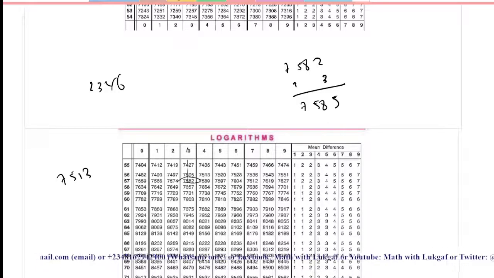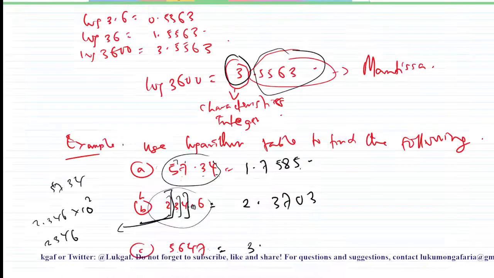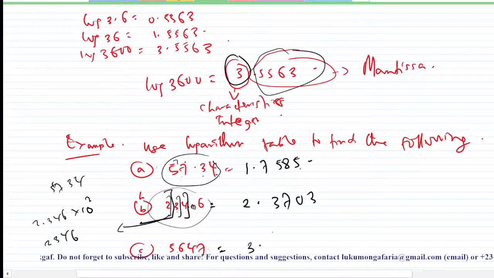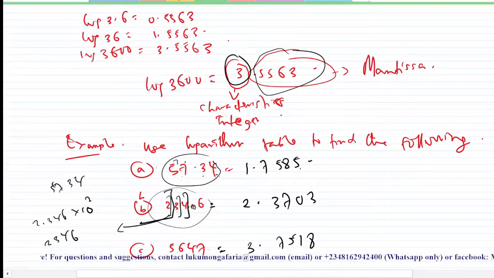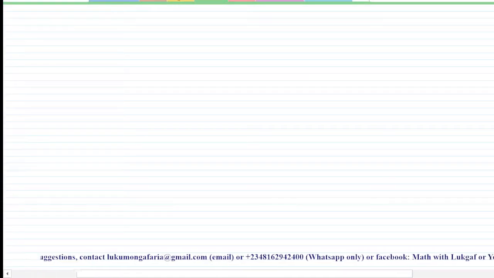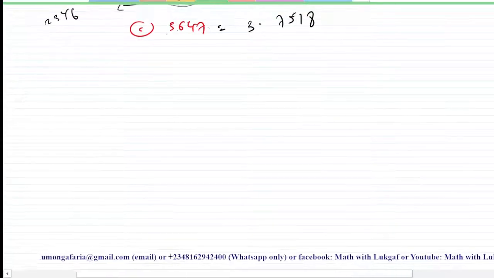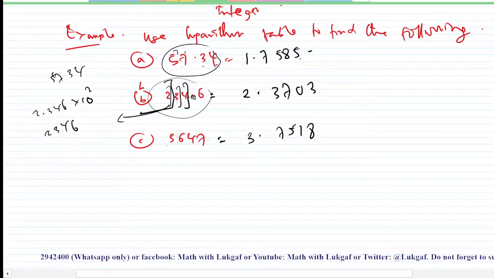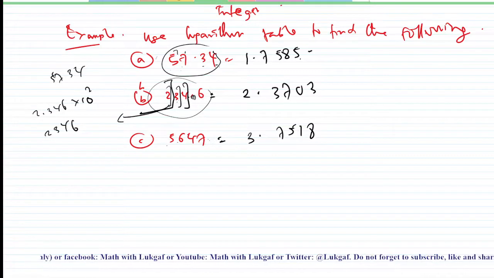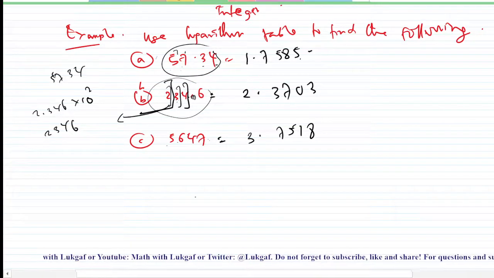So difference 7 is 5. You put your 5 here. Then this gives me 7518. Then you put it here. So then you have 3.7518. You can see that's not difficult to do as well. You find your characteristics part, then you follow it with your mantissa, and don't forget you look up the number you are given in your four-figure table. That's how you can find the logarithm of a number.